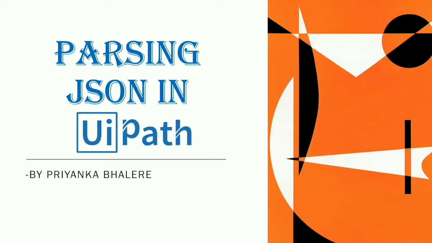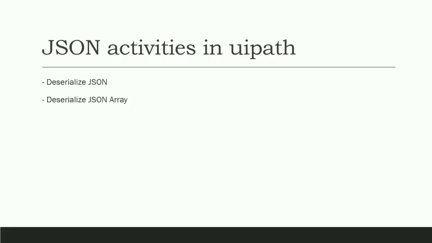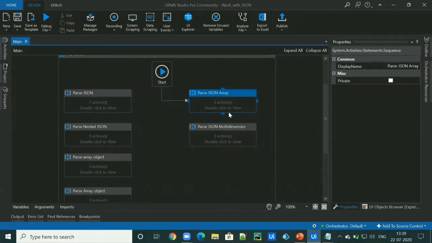So as we have already seen the example of a JSON array, if not, I'll suggest you watch my earlier video, and you can find the link in the description box. UiPath provides two activities to deserialize JSON. One is Deserialize JSON, used to parse a JSON object, and Deserialize JSON Array, used to parse a JSON array. In this video, I will show you how we can use the Deserialize JSON Array activity and parse different JSON files.